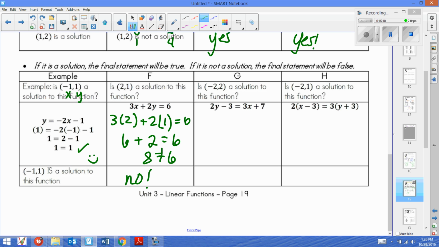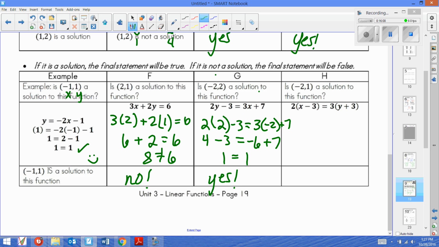How about for part G? Is 2 times, this is my y value, minus 3, should equal 3 times my x value, which is -2, plus 7. So 4 minus 3 should equal whatever -6 plus 7 is. Is that true? Well, 4 minus 3 is 1. -6 plus 7 is 1. Yes, this is a solution. So if I graphed it, I would see this point in the table of values.